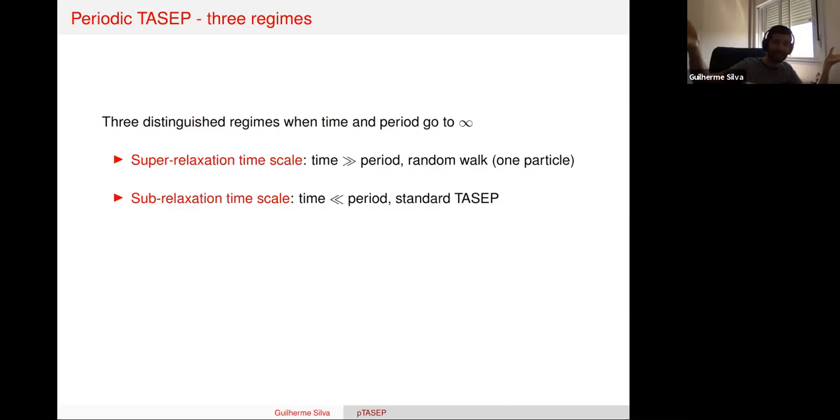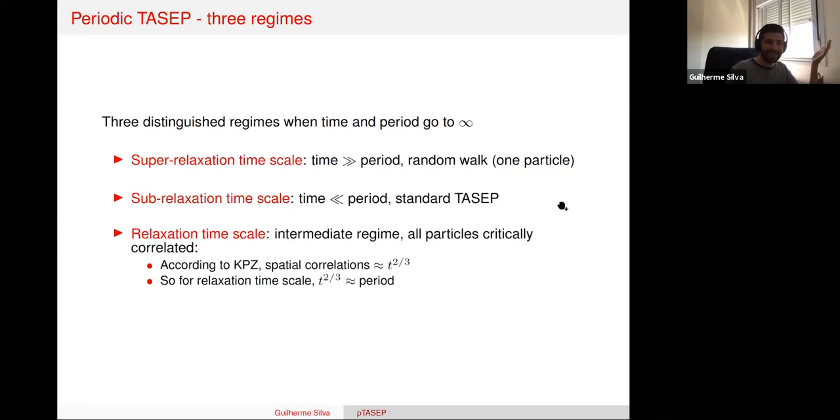So you don't feel the period anymore, because you don't allow enough time for particles from different groups to correlate. And in this super relaxation time scale, it's expected that everything should behave as just standard TASEP. And it's proven for some initial conditions, actually. And there is, of course, then an intermediate regime, when you're neither in one case nor the other, which is what's called the relaxation time scale, which is, putting it this way, exactly at the moment where all the particles become correlated, but let's say not strongly correlated.